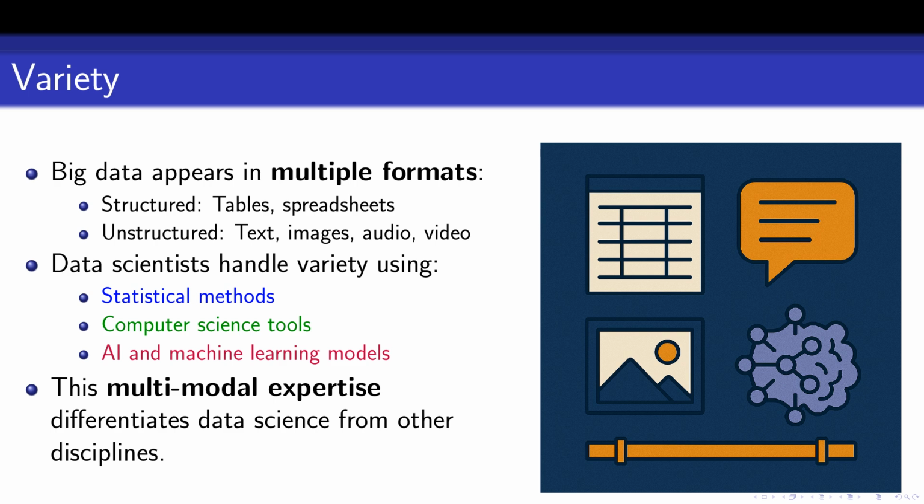Data scientists must use a mix of statistical methods, computer science techniques, and machine learning models to make sense of all this varied information. For instance, analyzing a video clip may require tools for image recognition and audio processing, while a text dataset might involve natural language processing. What sets data science apart from many other fields is this ability to integrate and analyze data across multiple formats and modalities. Mastering variety is essential for tackling complex, real-world problems that don't come prepackaged in clean tables.